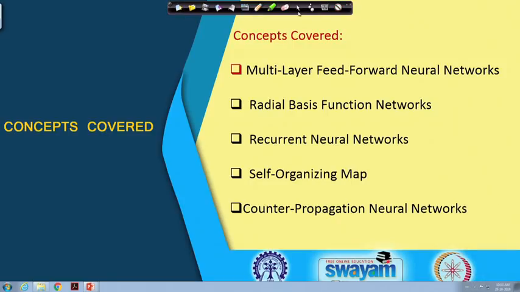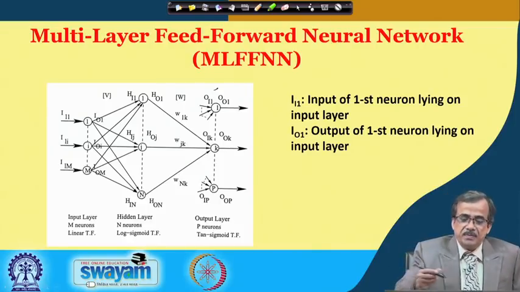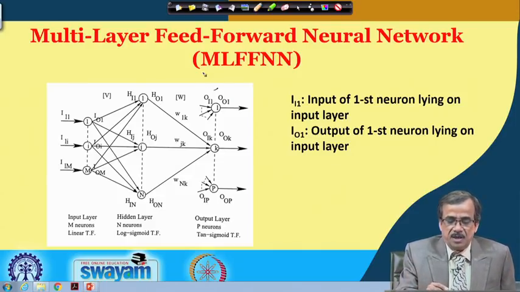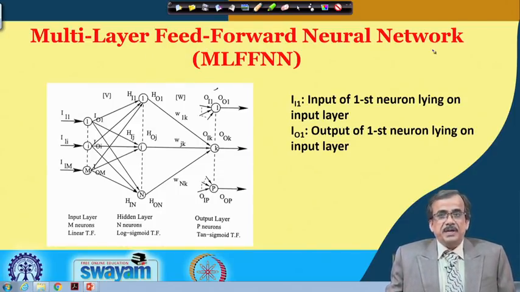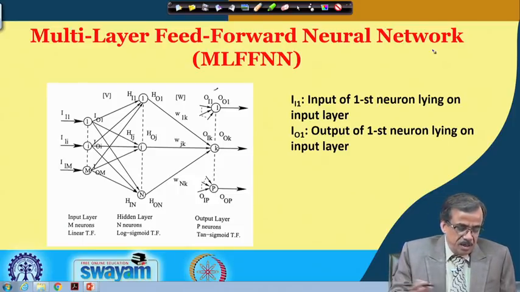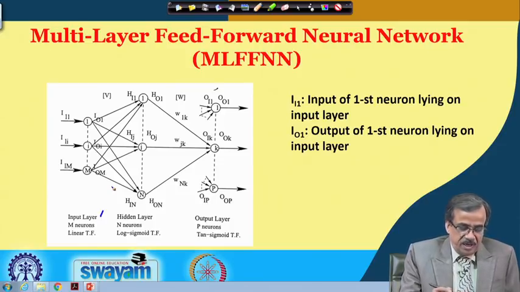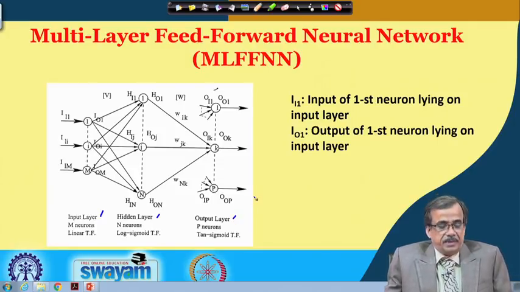Now, here let me start with the first one, that is your multi-layered feed forward network, and in short this is known as MLFFNN, that is multi-layered feed forward neural network. Now, its name indicates that this particular network consists of a number of layers, and here we are going to consider 3 layers, that is the input layer, then comes hidden layer, and we have got the output layer.